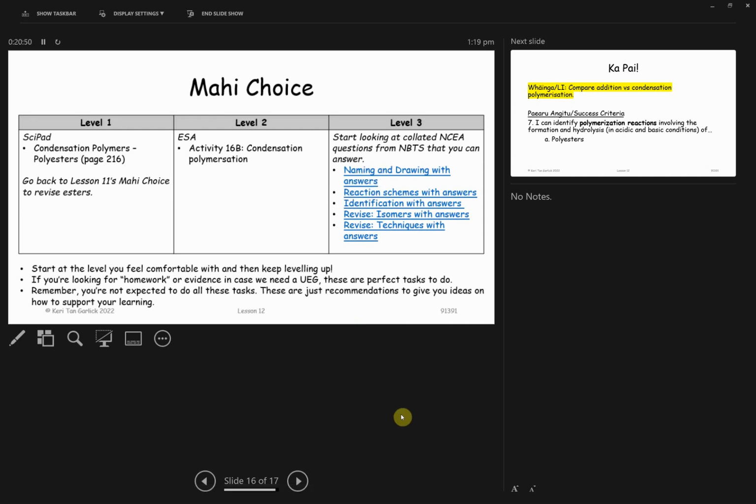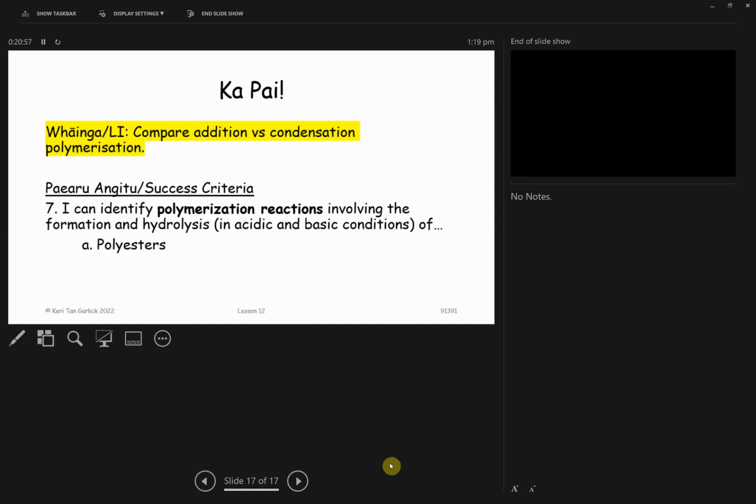That's so mean. All right, so just to recap today, we talked about the 2 different types of polymers. That was the addition and condensation. We looked specifically at polyesters. Great work today, you guys, on polyphenes.